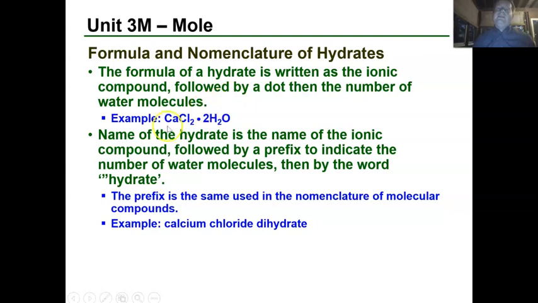What it means in this case, for example, is that for every formula of calcium chloride, there are 2 water molecules attached within the structure. That's all that it means. Nothing to do mathematically with multiplication. To name the hydrate, you take the name of the ionic compound, followed by a prefix to indicate the number of water molecules, then the word hydrate. So for example, this one is called calcium chloride dihydrate, right? Instead of saying water, we're saying hydrate. That's the word. Calcium chloride dihydrate. So that's pretty much how that works.